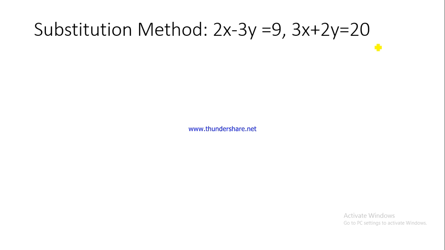2x minus 3y is equal to 9, the first equation. So we have written it like this: 2x minus 3y is equal to 9 and 3x plus 2y is equal to 20. Again we'll be using the substitution method, and last time what we did was we found out the value of x in terms of y, and then in the other equation we substituted x for the value that we have found out in terms of y, and that was why this was called the substitution method.